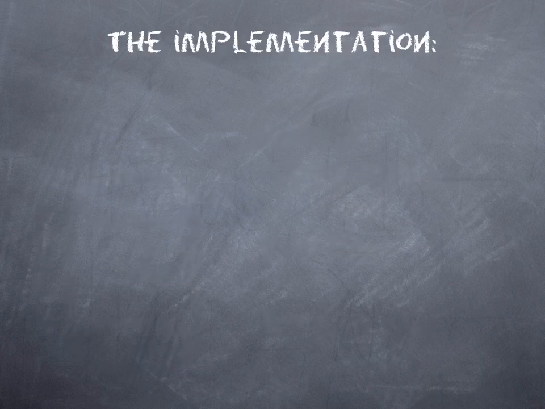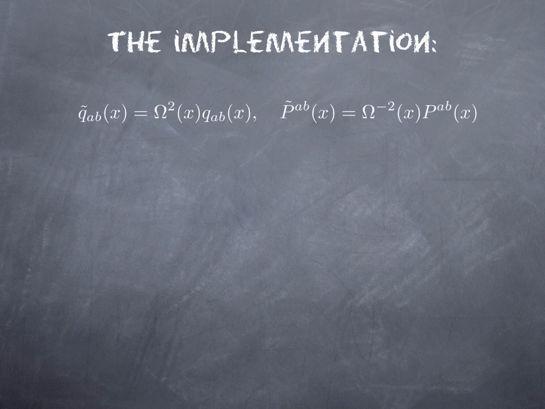So how do we implement this? We're just starting with the standard canonical formulation of general relativity in terms of the ADM variables. There our canonical variables are q_ab, the spatial metric, and capital P^ab, its conjugate momentum, which encodes the extrinsic curvature of our slice.